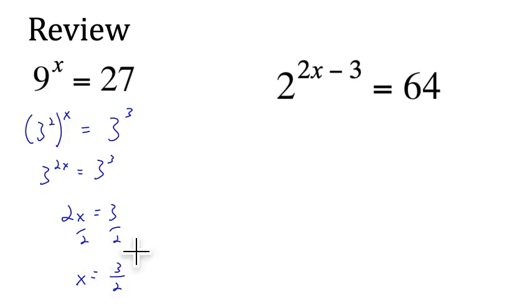Now, just to review what this exponent means here, 9 to the 3/2 power, well, the 2 means we're taking the square root of that, so the square root of 9 is 3, and then the 3 means to cube it, so 3 cubed would be 27.